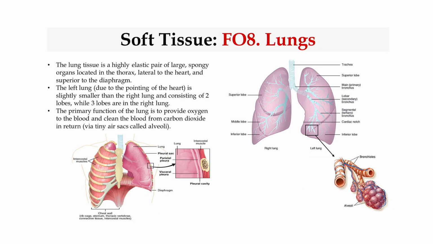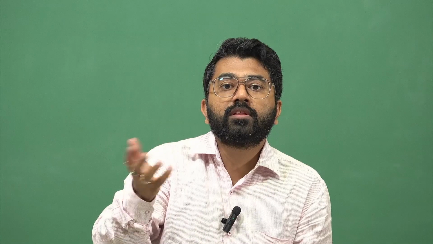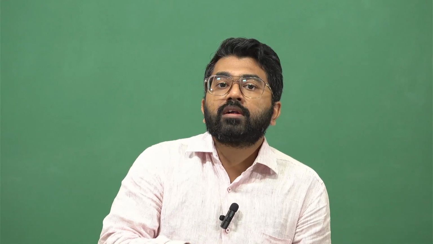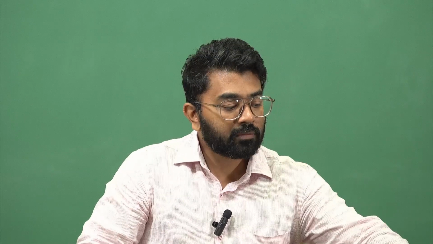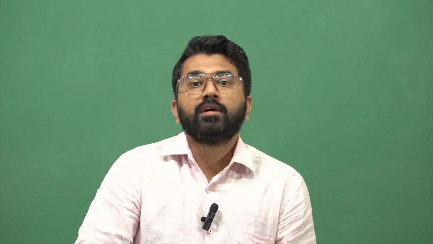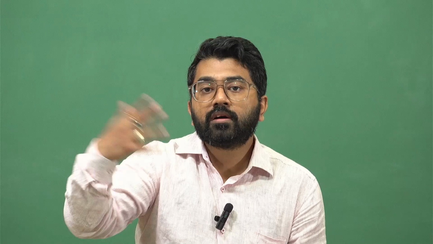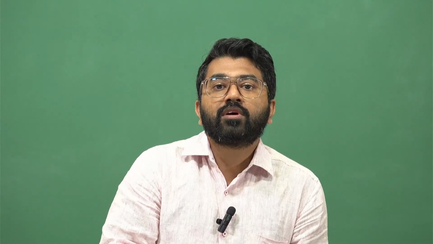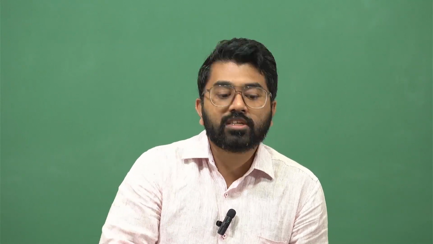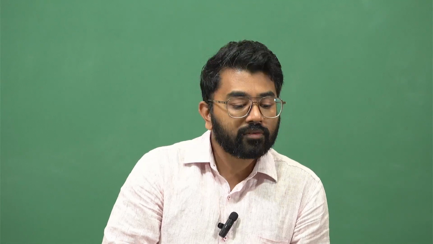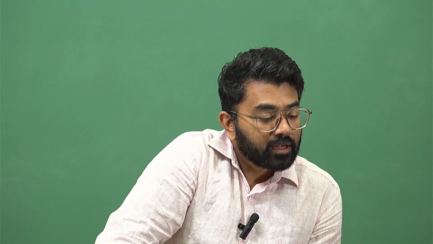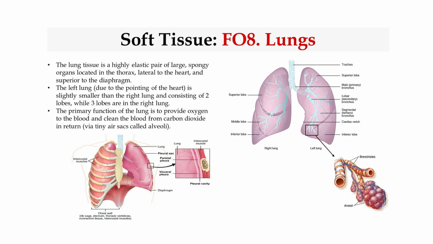Alveoli are the tiny sacs at the very end, where the air gives out the oxygen and basically takes up the oxygenated blood and gives out the deoxygenated blood. So that's the exchange, the cleaning of the air, which happens. So the primary function of the lung is to provide oxygen into the blood and clean the blood of carbon dioxide, in return, through very tiny air sacs, the alveoli, right?